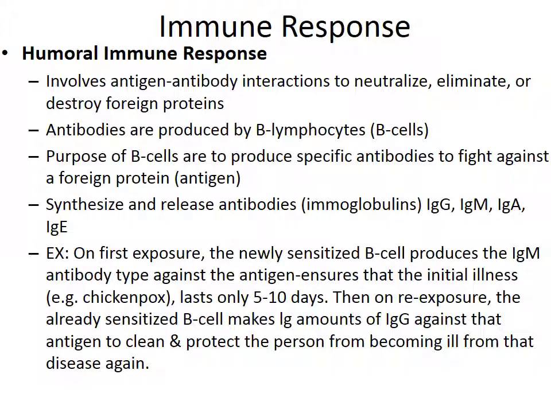An example is on the first exposure, the newly sensitized B cell provides the IgM antibody type against the antigen and ensures that the initial illness, for example chickenpox, lasts only 5 to 10 days. Then on re-exposure, the already sensitized B cell makes large amounts of IgG against that antigen to clean and protect the person from becoming ill from that disease again when it's encountered.